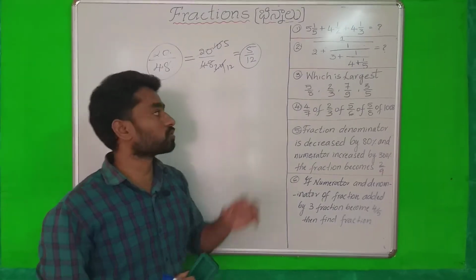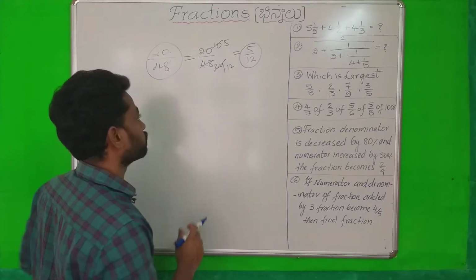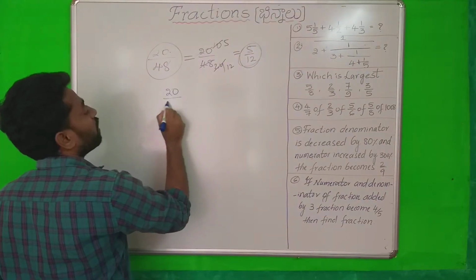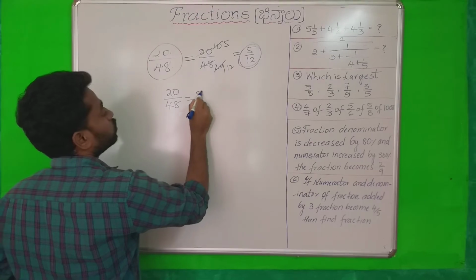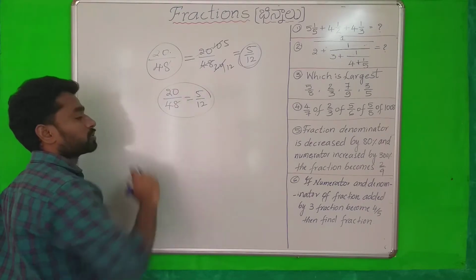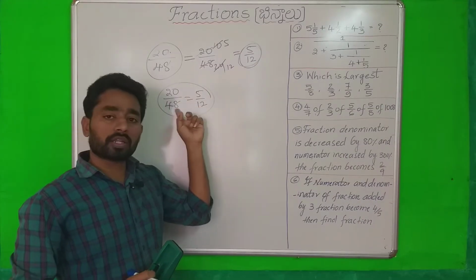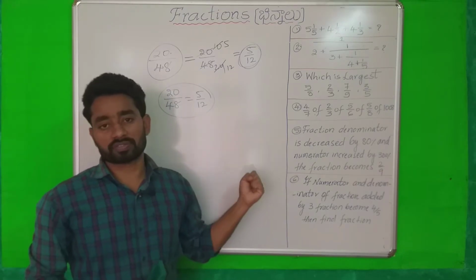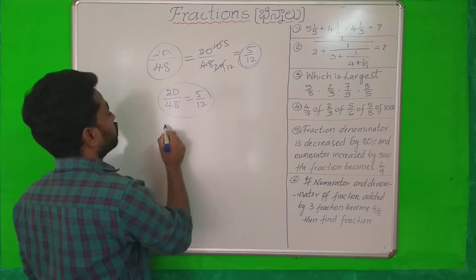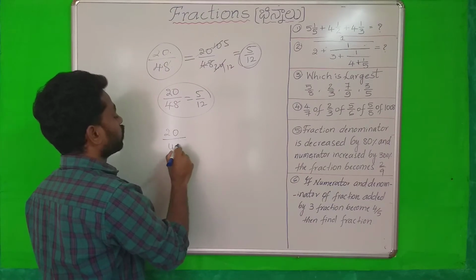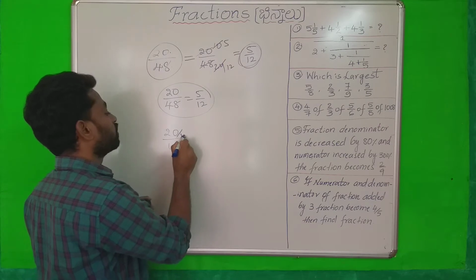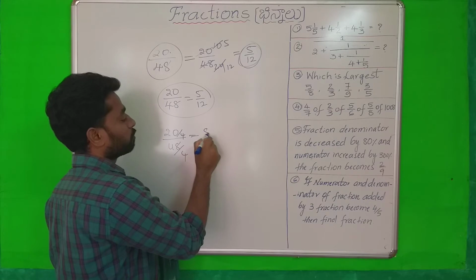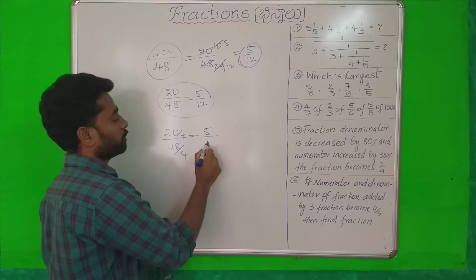In the examinations also you can get simplest form problems. So here, 5 by 12 we can call an equivalent fraction also. So what is an equivalent fraction? By dividing or multiplying the numerator and denominator by a number, you can get the simplest fraction. So here we have divided both by 4. So 20 by 4 is 5, and 48 by 4 is 12.